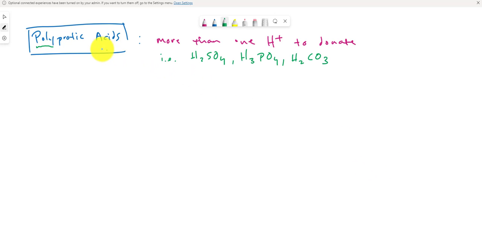And you can often tell they're polyprotic because of the way they're written. You can see for H2SO4, the H2 is right up front. H3PO4 is a triprotic acid, that's phosphoric acid. And then H2CO3, this is carbonic acid. These are just several examples, but there are thousands, but these are common ones that we'll deal with frequently in this class.